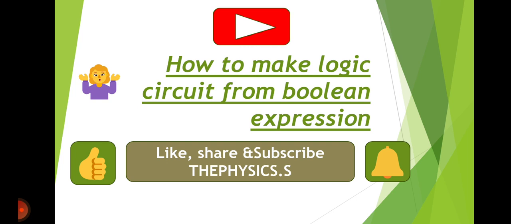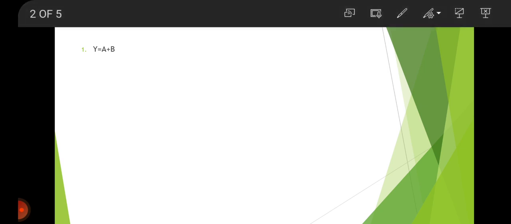So this is our Boolean expression: Y = A + B. How can we draw the logic circuit? To draw the logic circuit, we can use the logic gates, as we saw in the previous lectures. Link in the description box. Do check.